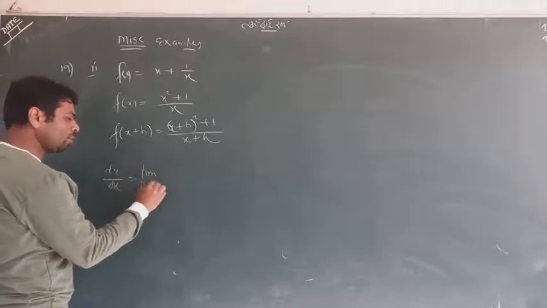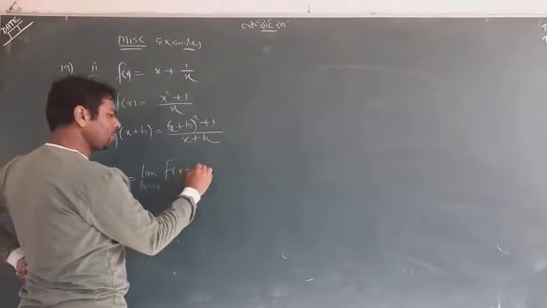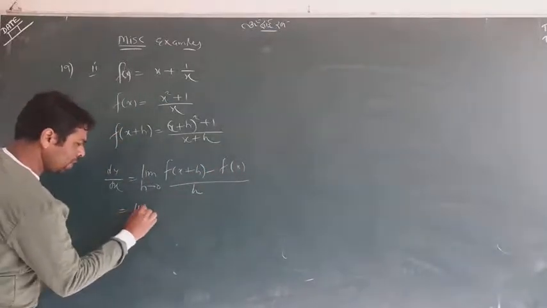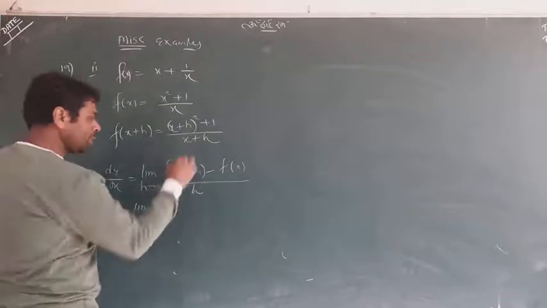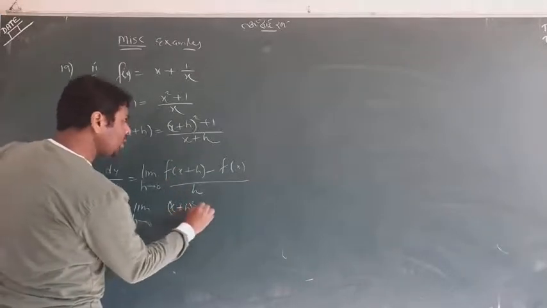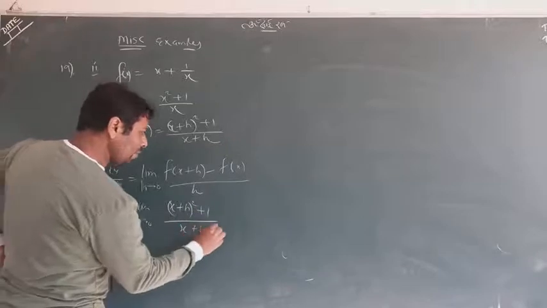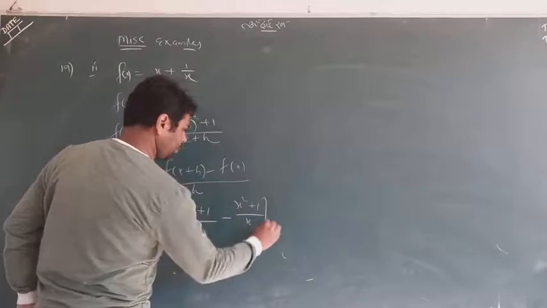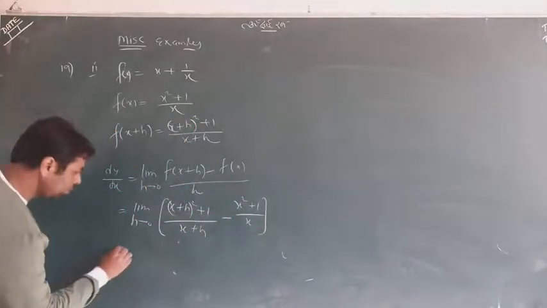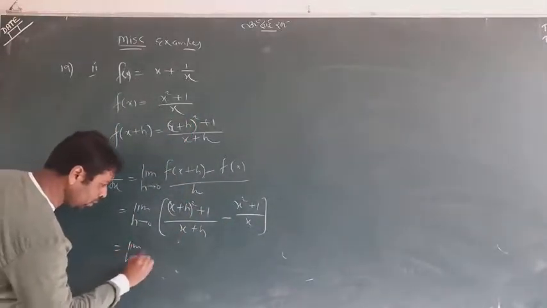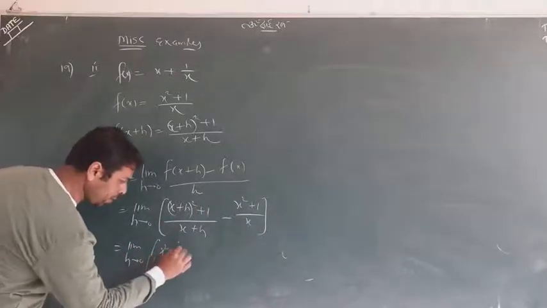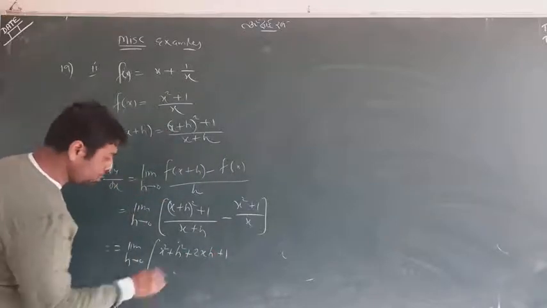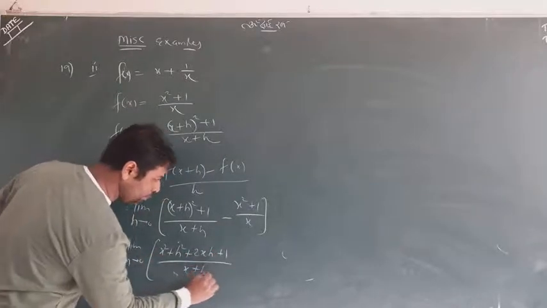Limit h tends to 0, f of x plus h minus f of x upon h. f of x plus h is this one. In the very same method, in division we already made one question, and this is my function. Now what we'll do, first of all, you open it: a square plus b square plus 2ab plus 1, and take LCM also. Okay, in the next step I will do.